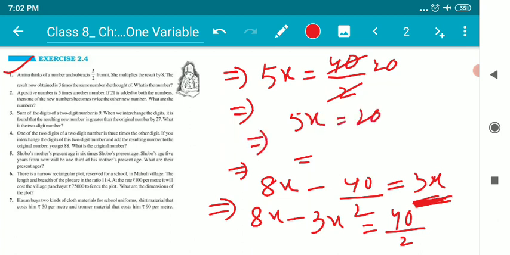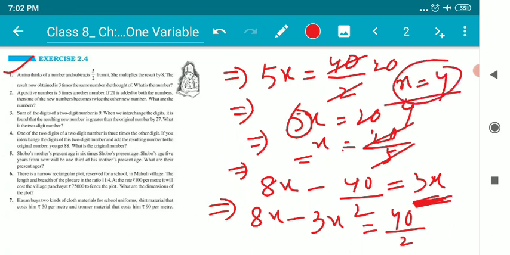Then again, x will be left and 5 will be transposed from the left hand side to the right hand side. It will become 20 by 5. Then 5 and 20 will be cancelled, giving 4. So the value of x is equal to 4, meaning Amina thought of the number 4. So this is how we will get our answer.